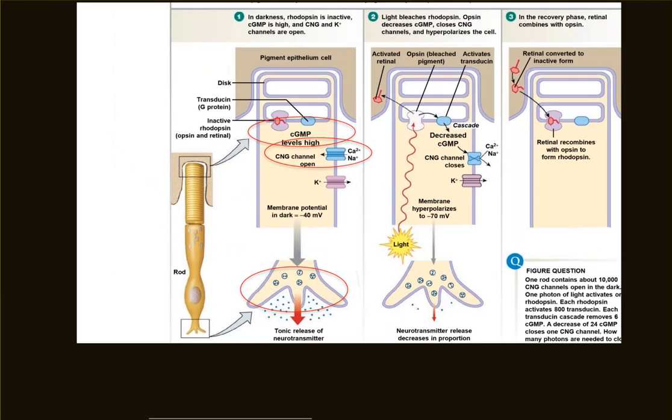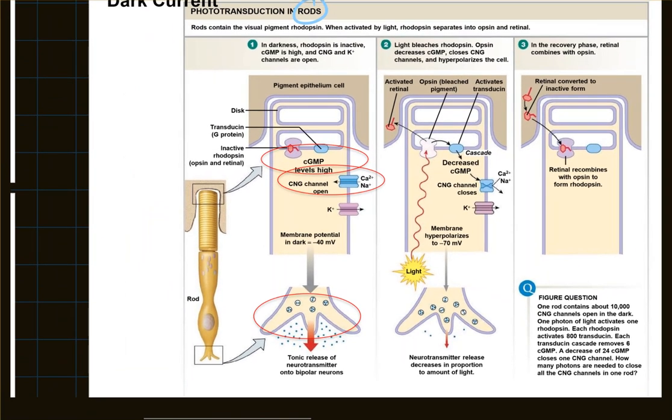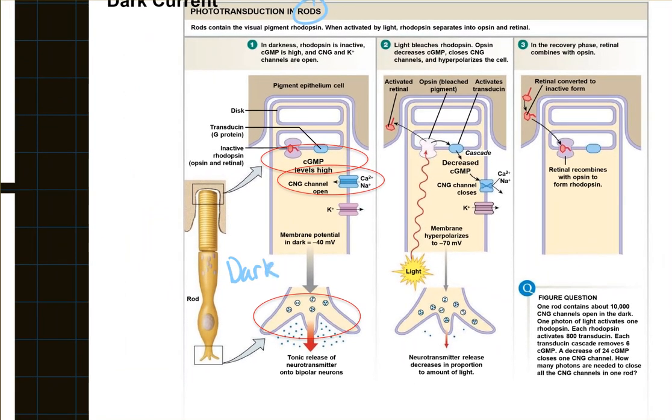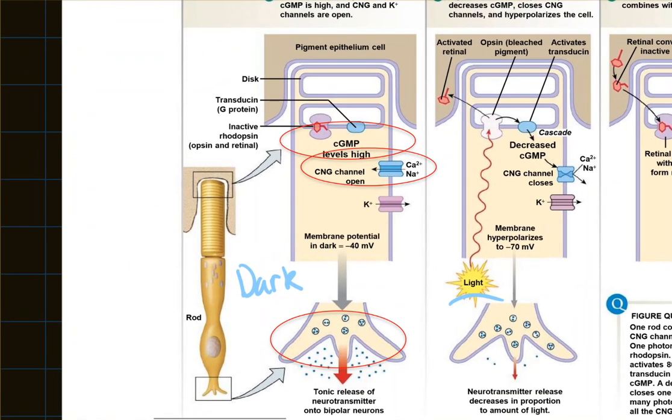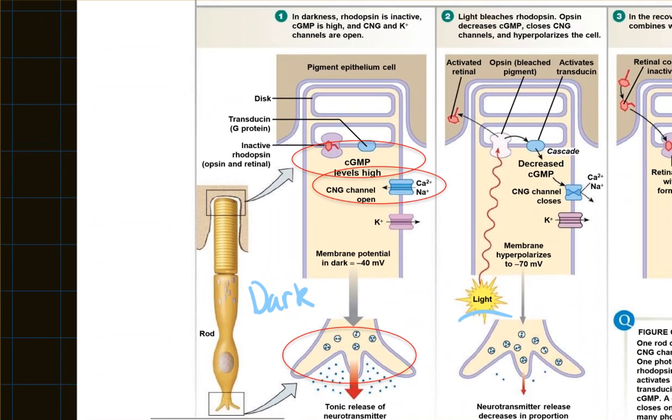Okay, so we have 2 scenarios here. We have dark on the left and light on the right. So let's look at the absence of light in this first panel. What we're looking at right now is the inside of a rod. A few key things to focus on here are whether the protein rhodopsin is active or inactive, whether cyclic GMP is high or low, and what the state of this channel is. So let's talk about what's happening here.